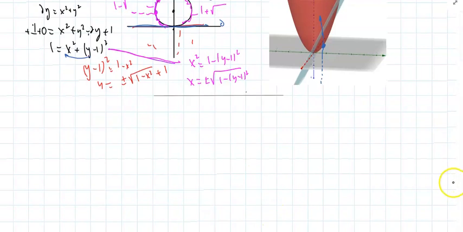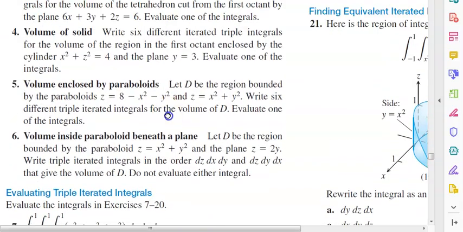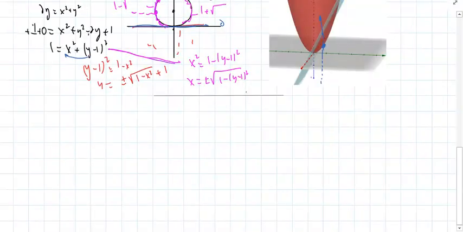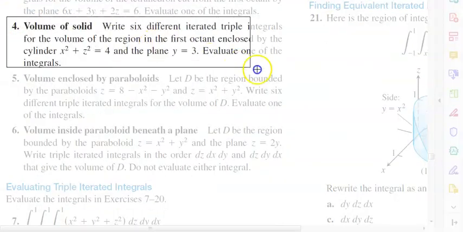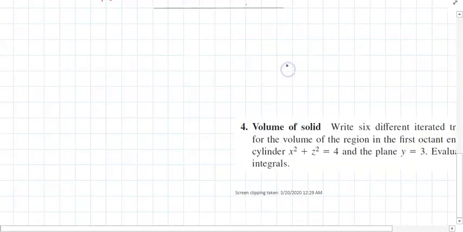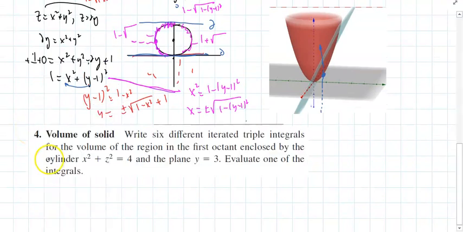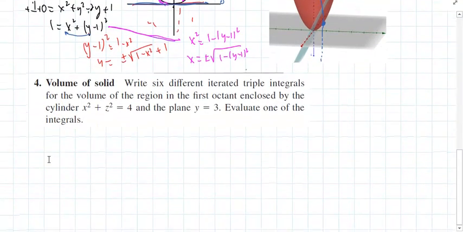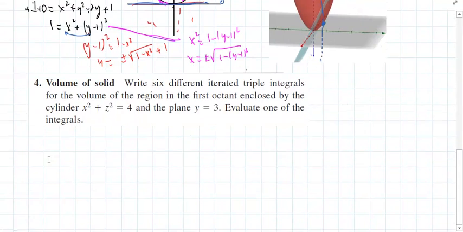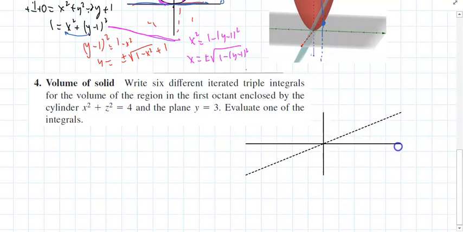Now I want to look back at problem number 4. Again, visualizing is a must. You really don't need the graph. It's not going to say graph in front of this volume. It's going to say write 6 different iterated triple integrals for the volume in the first octant enclosed by the cylinder. Evaluate one of the integrals. So you could do one of those. That's not that hard to do. The problem is setting up the integrals.